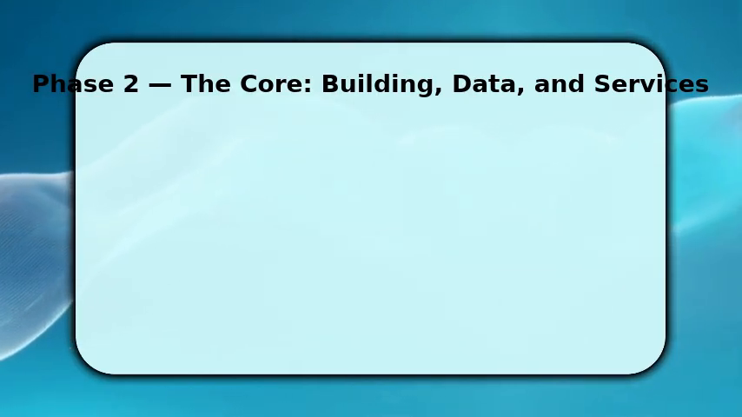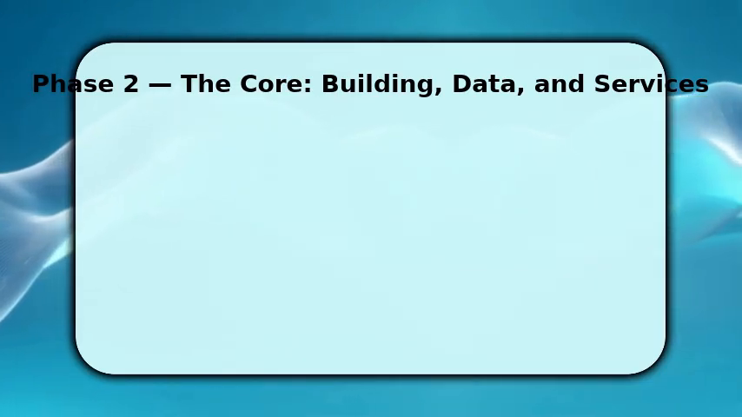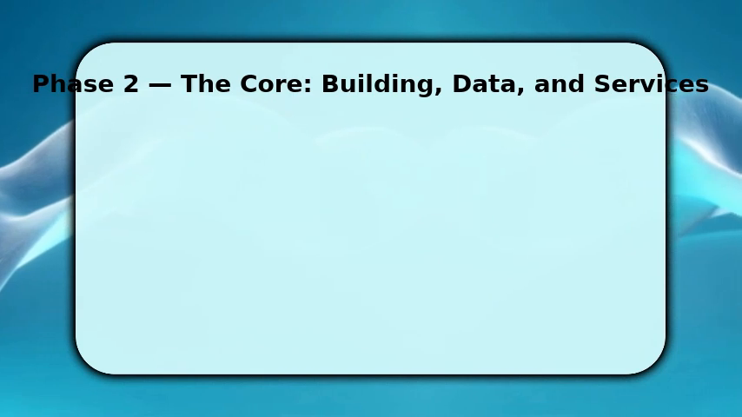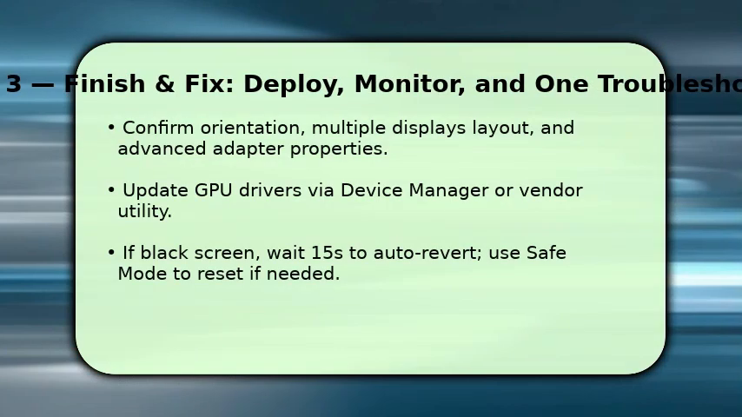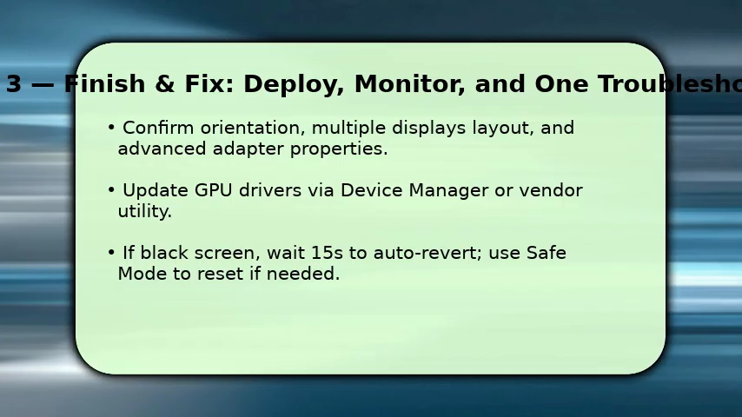After selecting, click Apply and then keep changes within the 15-second prompt. Otherwise, Windows will automatically revert, which is useful if a setting breaks the display. Finish by confirming orientation and layout for multiple displays, and open advanced adapter properties for color depth or custom resolutions if you need them. Make sure GPU drivers are up to date.